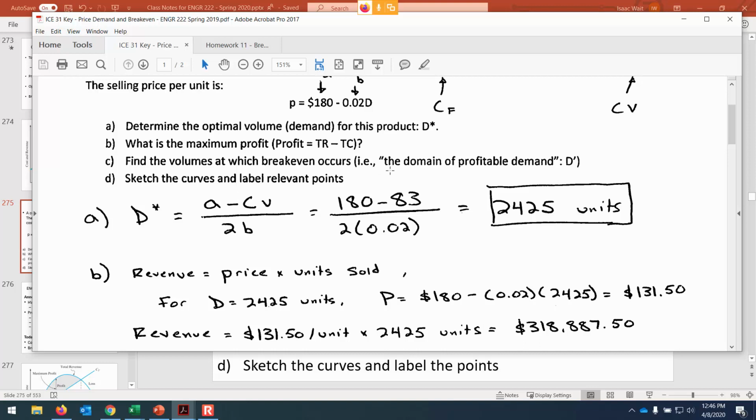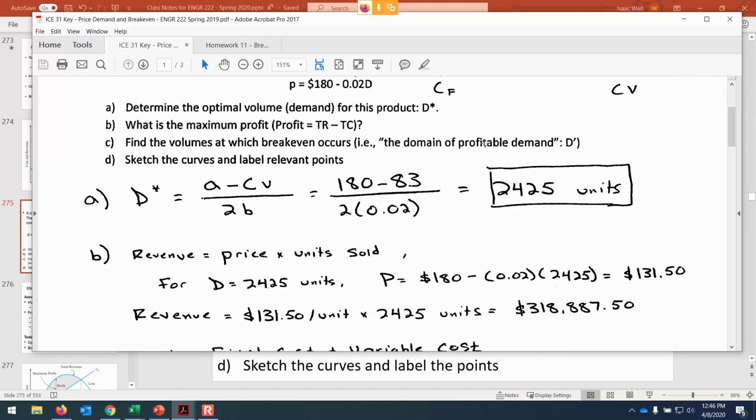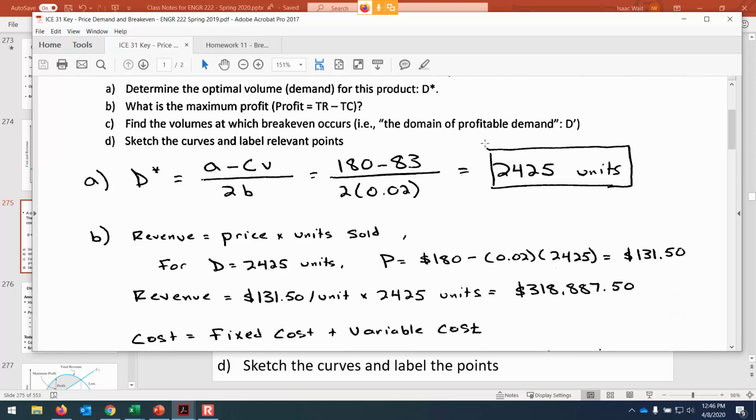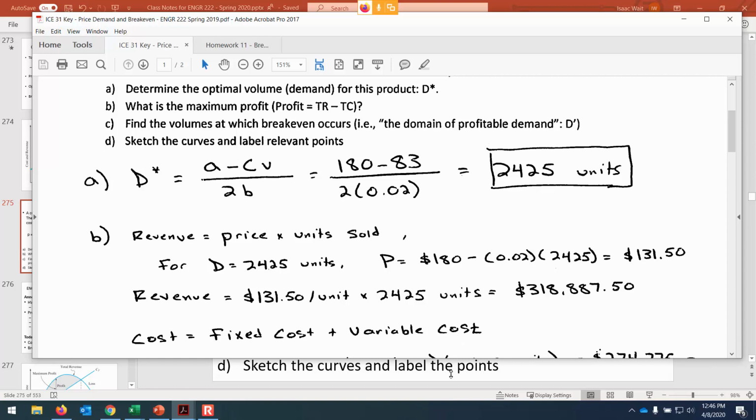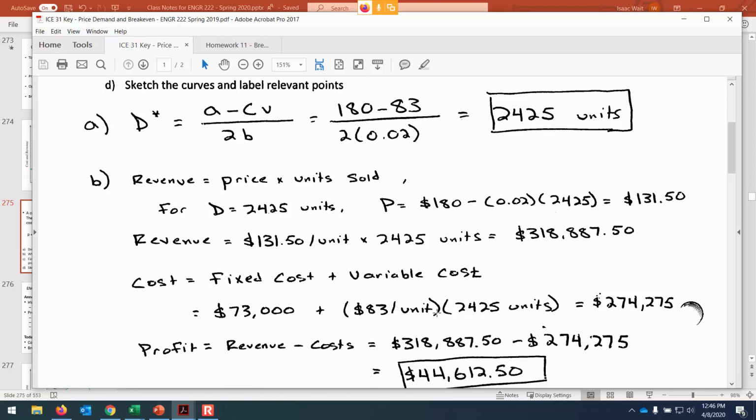And so we also have to know what our costs are going to be if we're generating that many units per month. Remember, cost has two components: the fixed cost component and the variable cost component. So our cost is going to be fixed plus variable. So it's the $73,000 a month plus $83 per unit, and we're selling 2425 units. That means our costs each month would be $274,275. So then the profit is just the difference between the two.